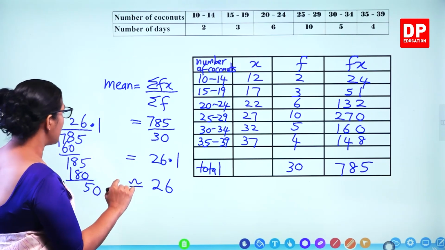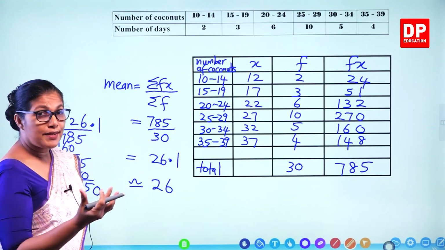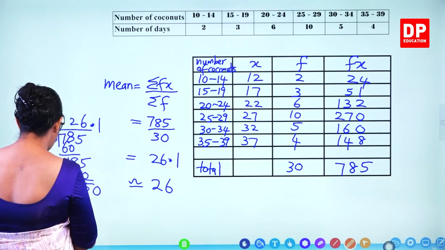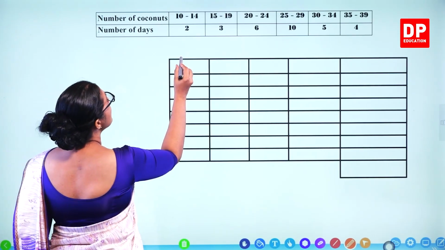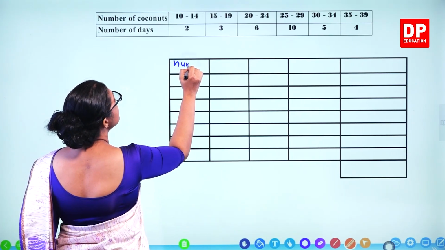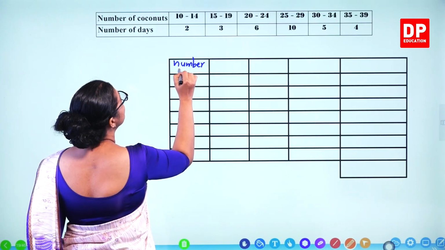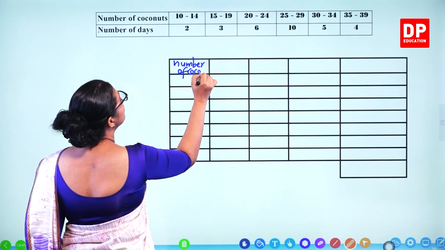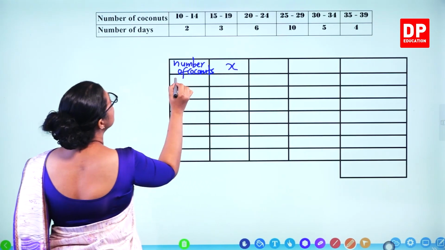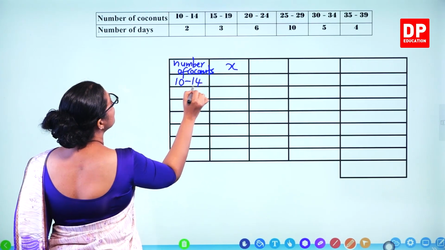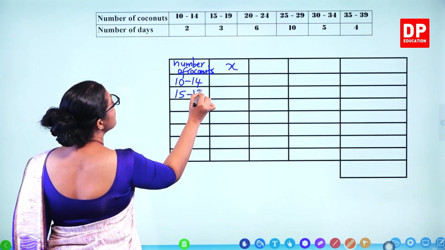So that's this method. So we'll use the other method to do this, using assumed mean. So same thing, we can do number of coconuts and the mid value x. First few parts are the same.